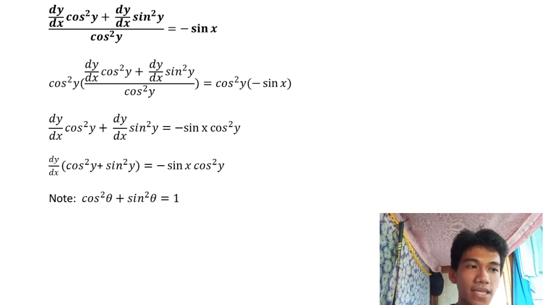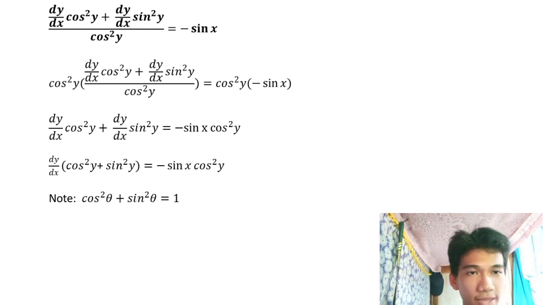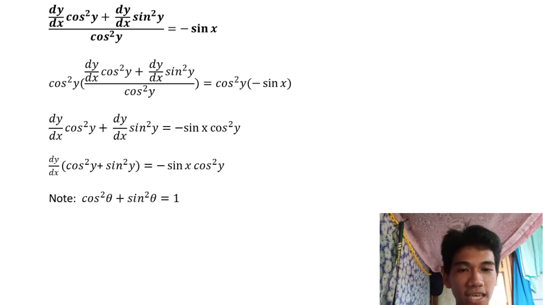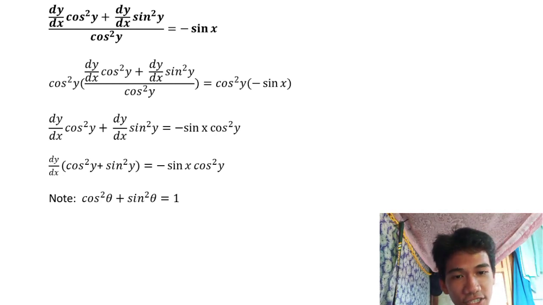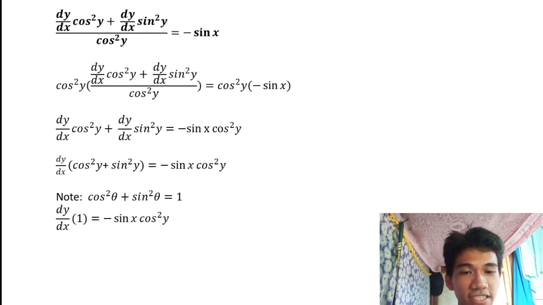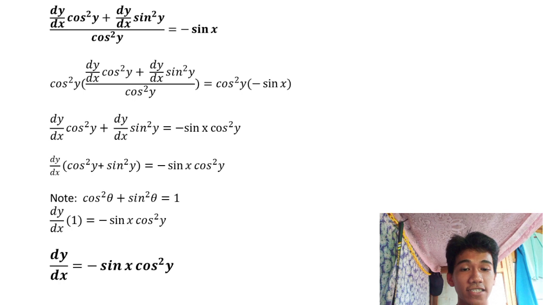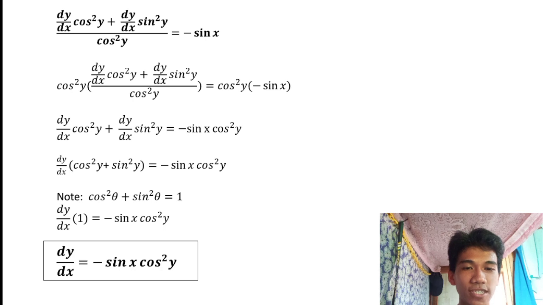Then it is the same: cosine squared of y plus sine squared of y is equal to 1. Then substitute 1 for cosine squared of y plus sine squared of y. So we have the dy over dx times 1 is equal to negative sine x cosine squared of y. Since it is 1, we have the answer: dy over dx equals negative sine x cosine squared of y. So put a box on it for the final answer.